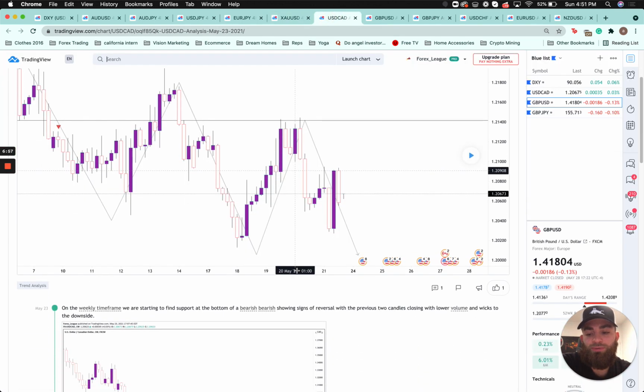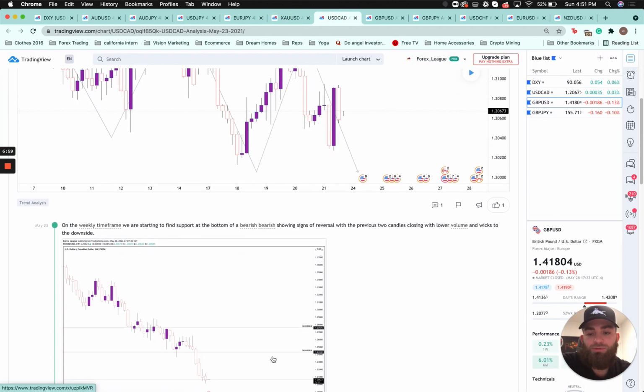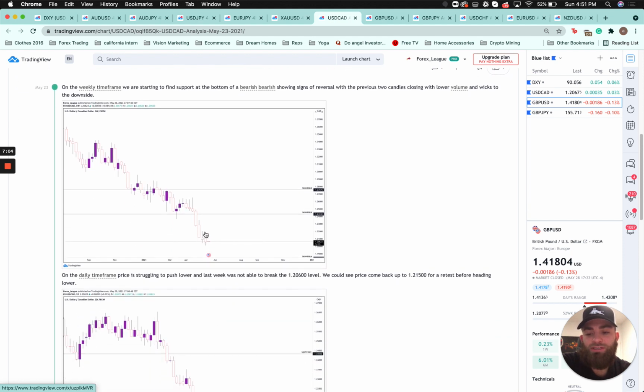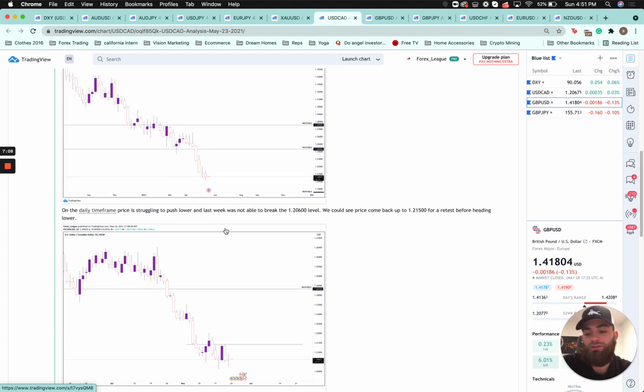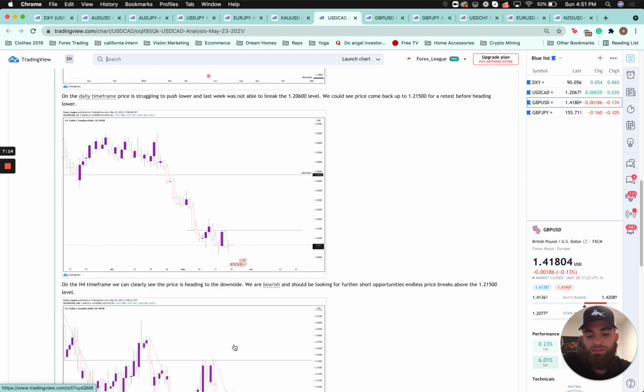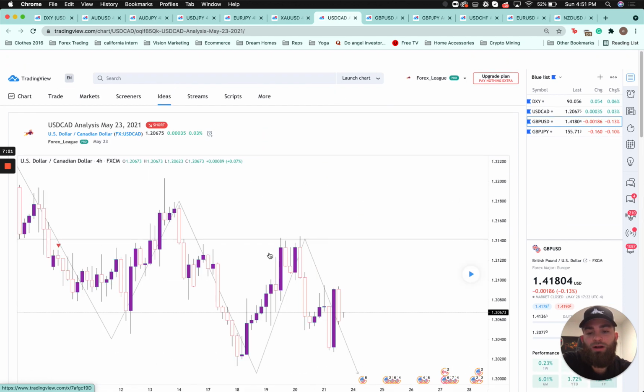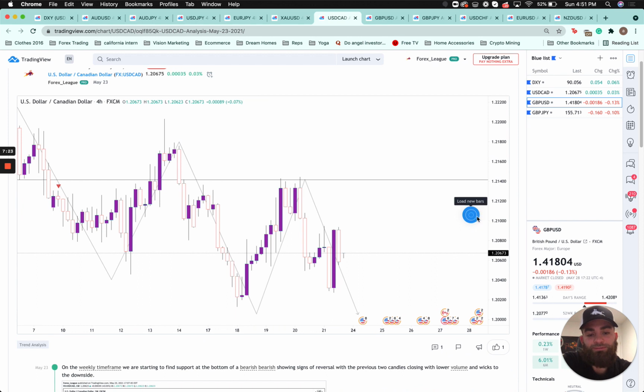Let's go next to UCAD. So on this one, we were looking to continue with this overall bearish trend. We were seeing these doji and spinning top candles. These are reversal candles heading into the week. And then as we saw in this daily time frame, price was struggling to push lower, but we still had the resistance level. So pretty much we were looking for a trade based on a retest of the resistance level or a break and retest of that area.